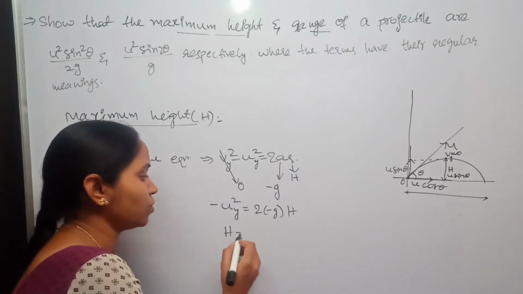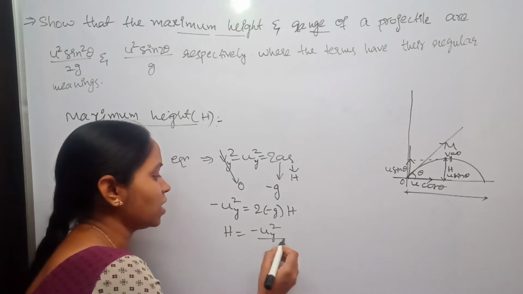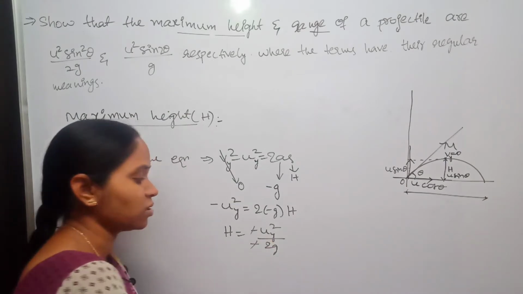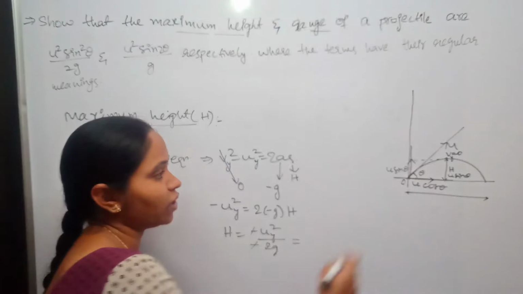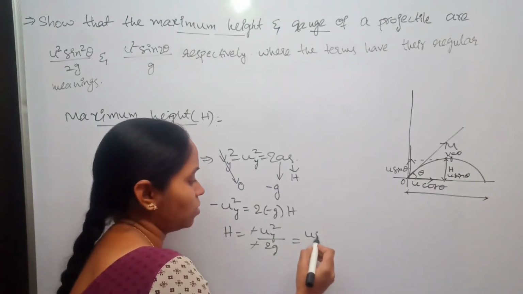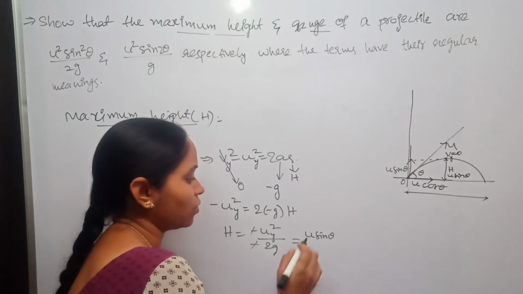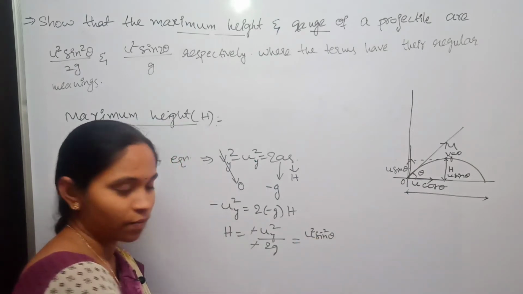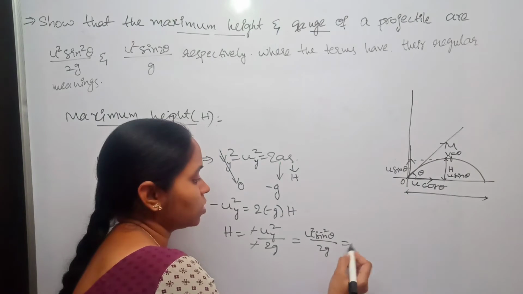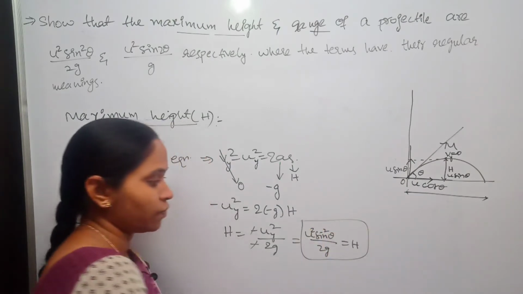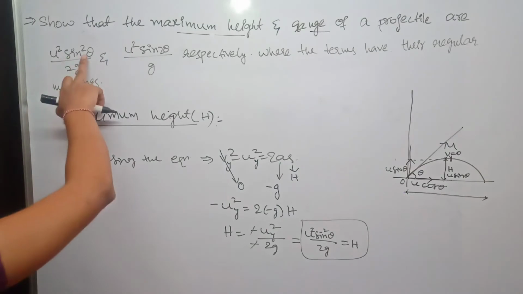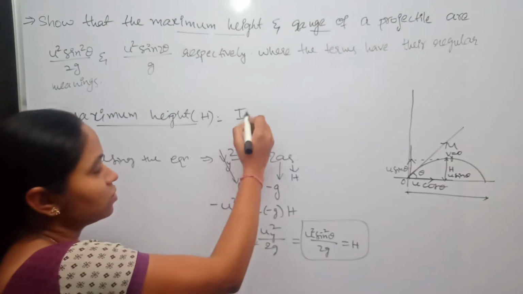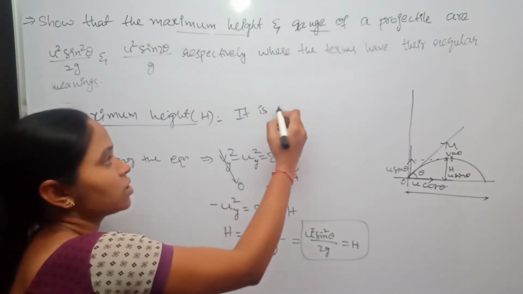and h is equal to minus uy square by 2g, minus 2g, minus get cancelled, and what is uy? We have u sin theta all square, therefore u square sin square theta by 2g, which is equal to h. H is equal to u square sin square theta by 2g. Hence proved.